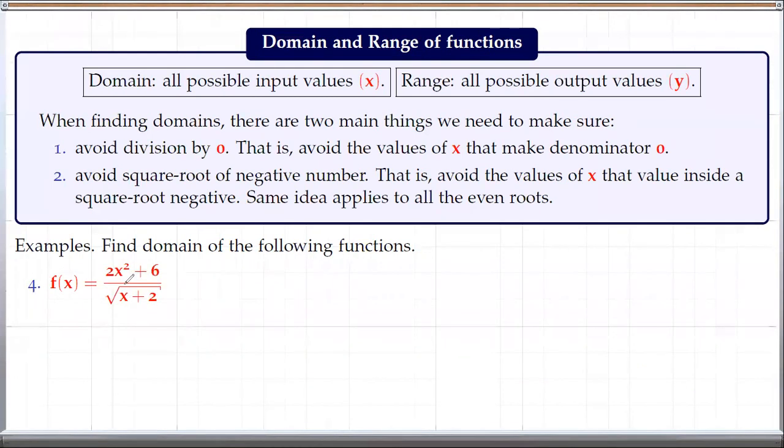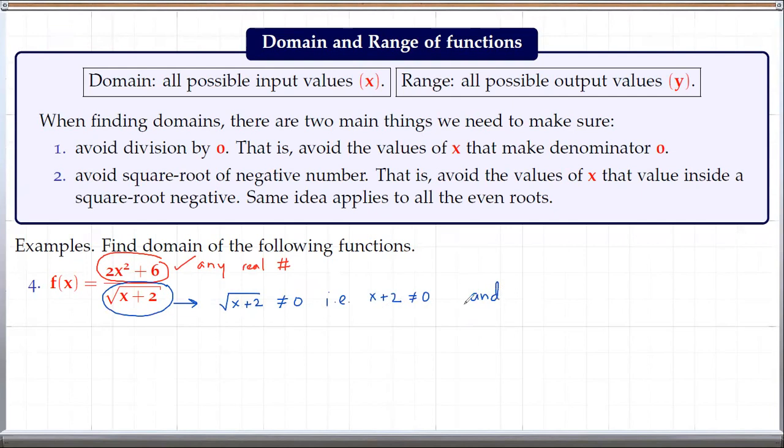And here is another example. We have 2x squared plus 6 over square root of x plus 2. Now this top part is okay. We can have any real number here. We can square any real number, multiply by 2 and add 6. But we have some issue in the denominator. We have square root of x plus 2. Because it's in the denominator, we must have square root of x plus 2 not equal to 0, which is the same as saying x plus 2 not equal to 0.